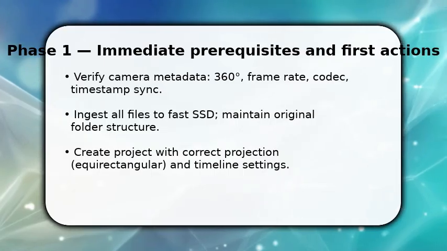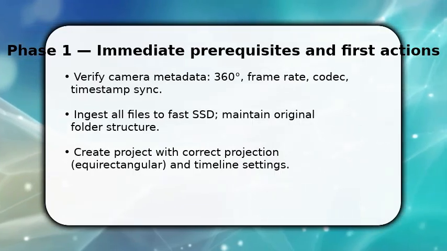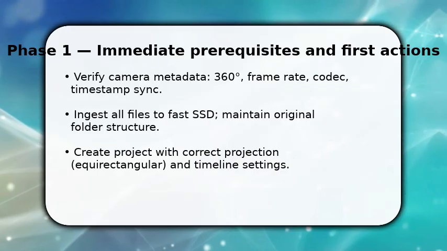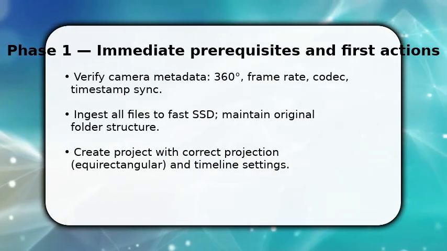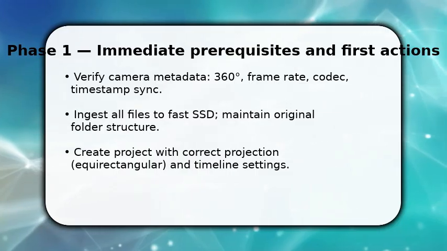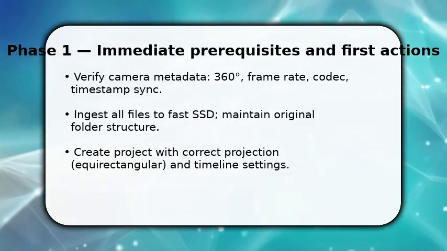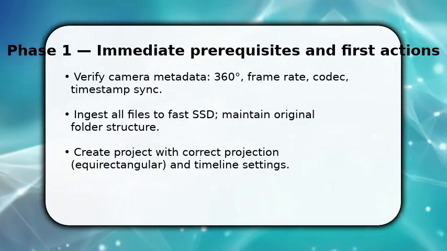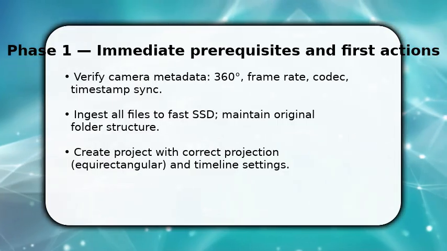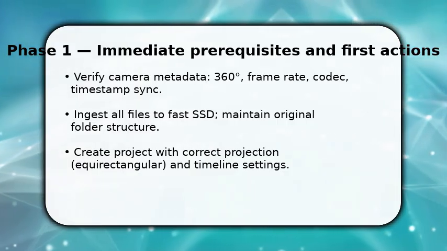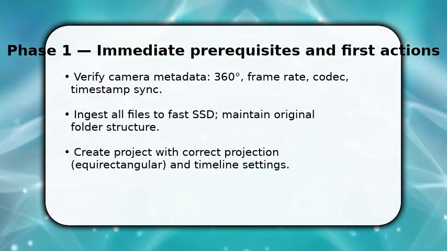You start by confirming crucial metadata so your 360 clip behaves predictably. Check 360 degrees, frame rate, and codec. Then import every file to a fast SSD and keep original folders intact to avoid relink issues. Create a new project set to the equirectangular projection and match the timeline to your footage frame rate. Once done, make a working duplicate sequence and enable proxy files if your machine struggles. This gets you into editing immediately without guessing.